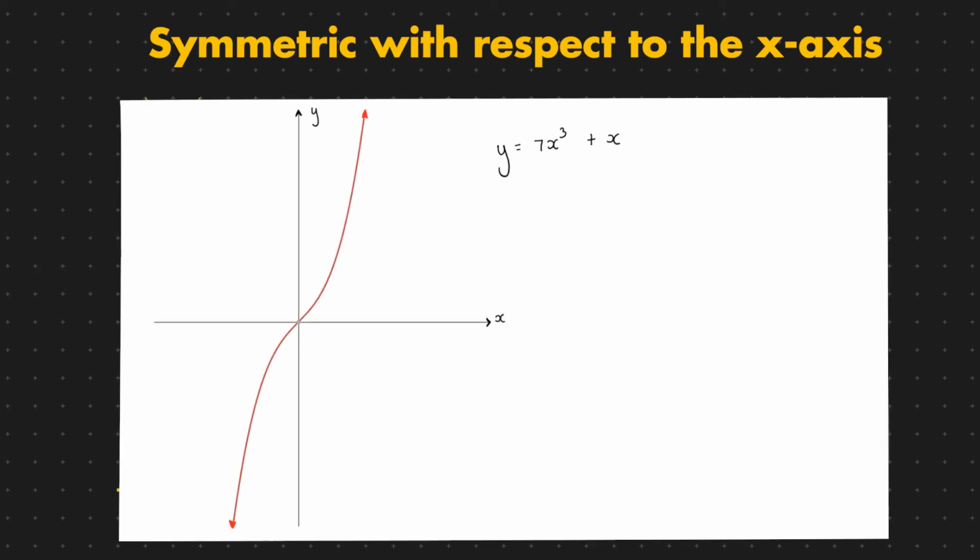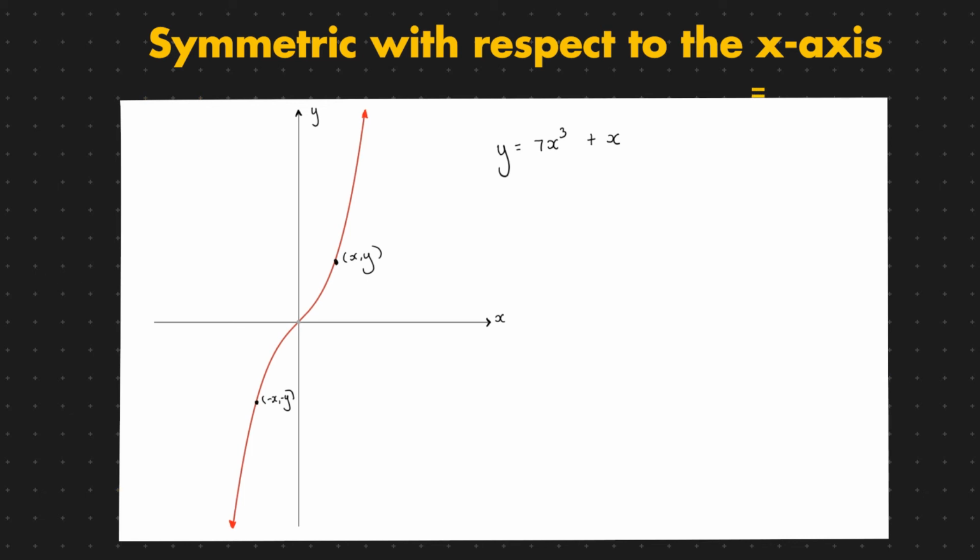The last graph we're going to look at is when it is symmetric with respect to the origin. So whenever we have a point x and y, and we have another point on the graph which is negative x and negative y, this means that the graph is unchanged by a rotation of 180 degrees about the origin.